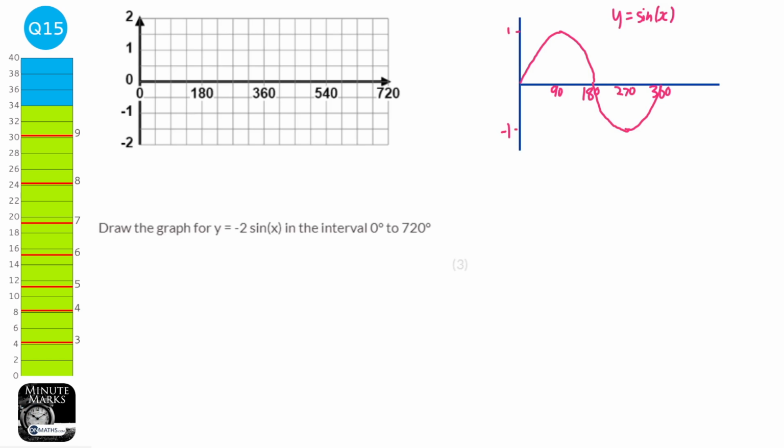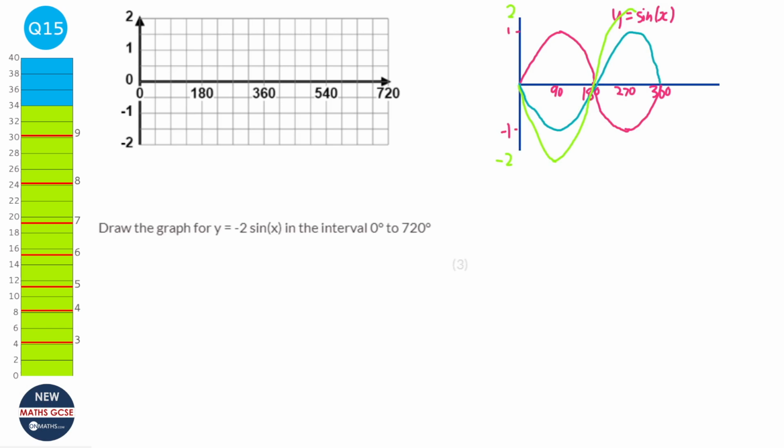So first thing I notice is there is a negative here, which just means it will be flipped in the x-axis. So this would become like this. And there's also a 2 there, so we're multiplying all the y coordinates by 2. So instead of this going down to minus 1, it will start by going down to minus 2, and it will go up all the way to 2. So we've got a nice idea of how this will look.